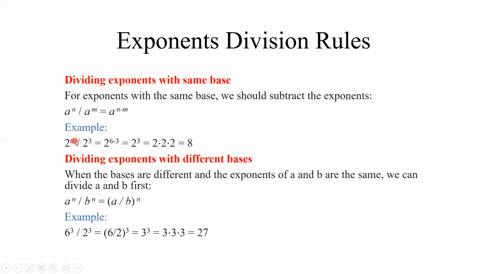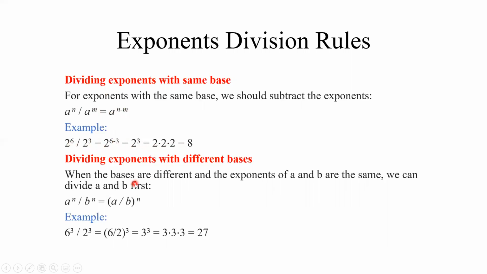As you can see in this example here, 2 to the power of 6 divided by 2 to the power of 3. This is the numerator, this is the denominator. So I'm going to take this 3 and subtract it from 6. So it's going to be 2 to the power of 6 minus 3, which equals 2 to the power of 3, which equals 2 times 2 times 2, which is 8.